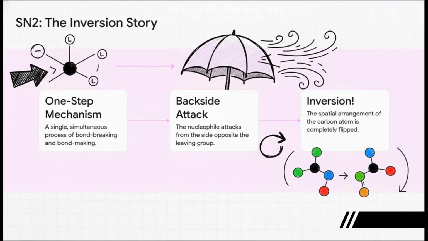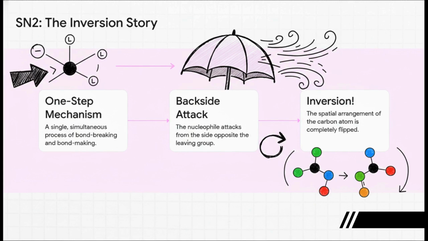Let's start with SN2. Think of SN2 as a direct, aggressive, one-step process. The nucleophile doesn't wait around. It attacks the carbon from the complete opposite side of the leaving group. We call this a backside attack. The best way to picture it is to imagine an umbrella flipping inside out in a super strong gust of wind. That's exactly what happens to the molecule's shape.